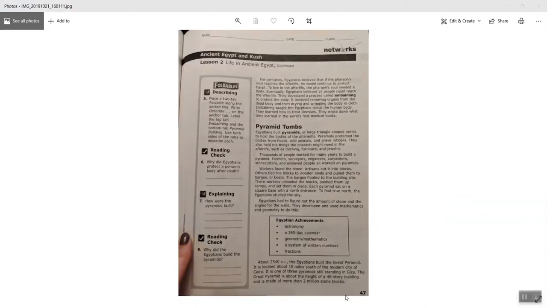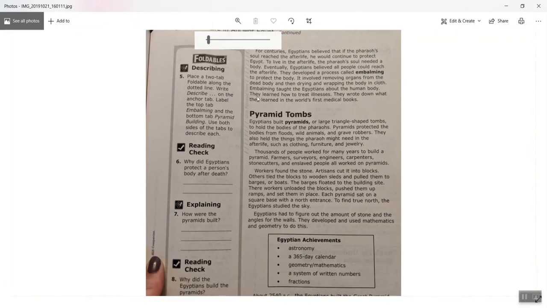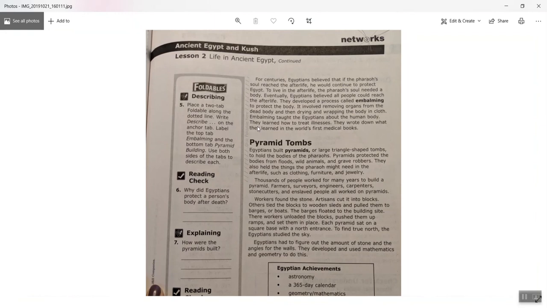Moving on. All right, guys, I'm on page 47. Okay, 47. For centuries, Egyptians believed that if the pharaoh's soul reached the afterlife, he would continue to protect Egypt. To live in the afterlife, the pharaoh's soul needed a body. Eventually, Egyptians believed all people could reach the afterlife.